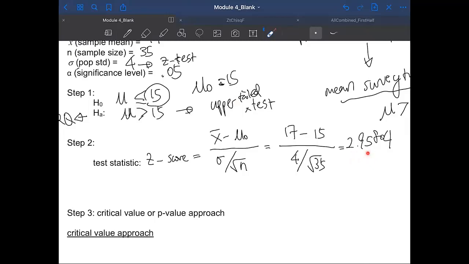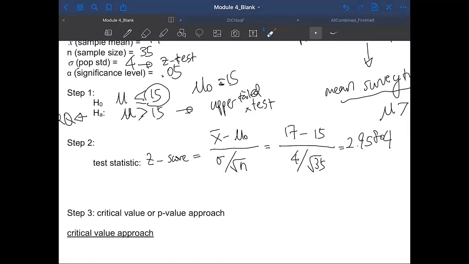We have already done that. This is fairly close to 3 standard deviations. So that means 17 minutes is actually 3 standard deviations above the threshold. This is really, really high. We have already talked about the empirical rule. 3 is fairly high. So that means 17 is significantly higher. That means we probably have a lot of evidence against the null.